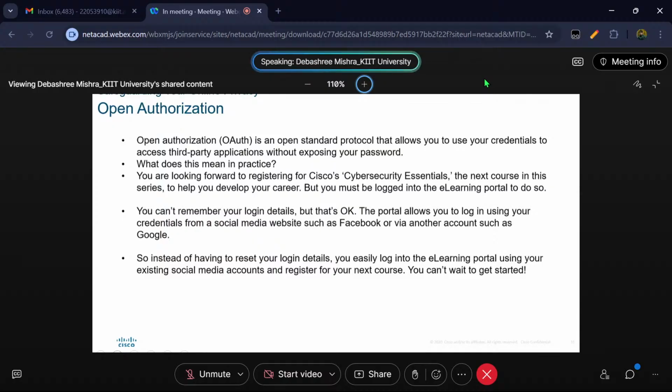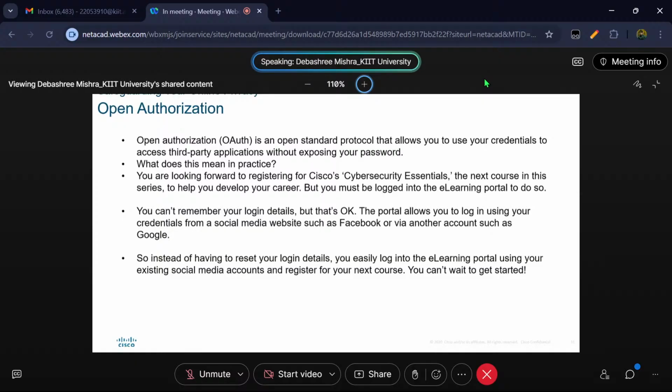The next is open authorization, also known as OAuth. It is an open standard protocol that allows you to use your credentials to access third party applications without sharing your passwords. For example, you are looking to register for Cybersecurity Essentials. The next course in this series will help you develop your career, but you must be logged into the e-learning portal to do so.